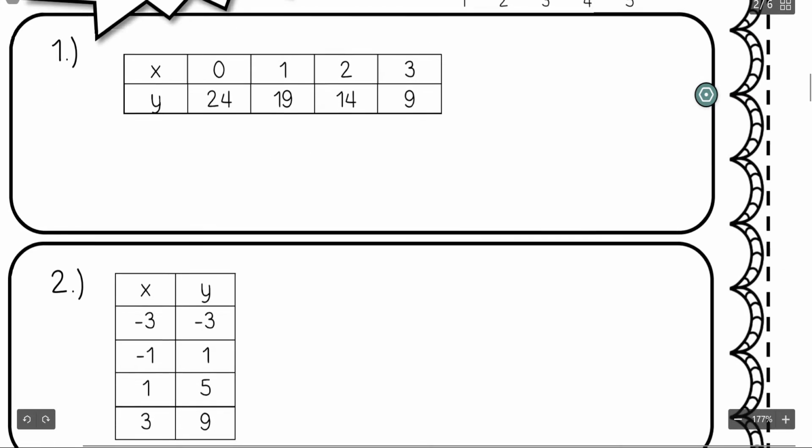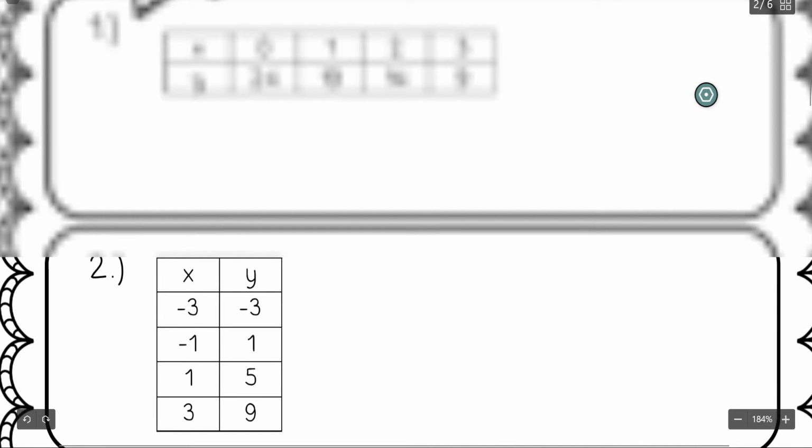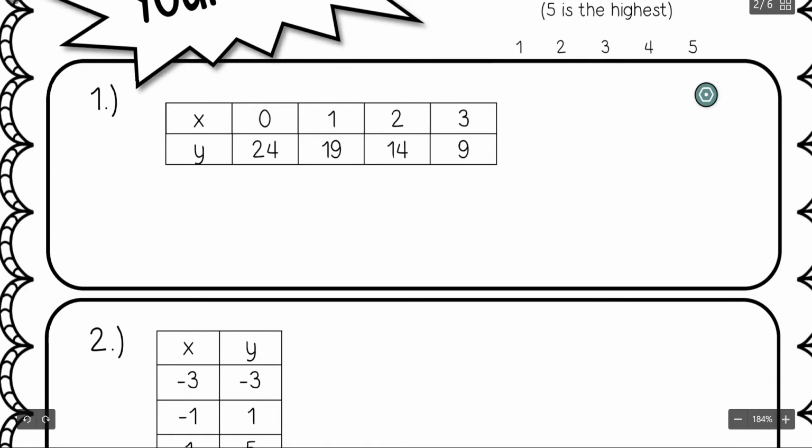Okay, from 0 to 1, plus 1, 1 to 2, 2 to 3. Okay, 24 to 19, minus 5. 19 to 14, minus 5. 14 to 9, minus 5.